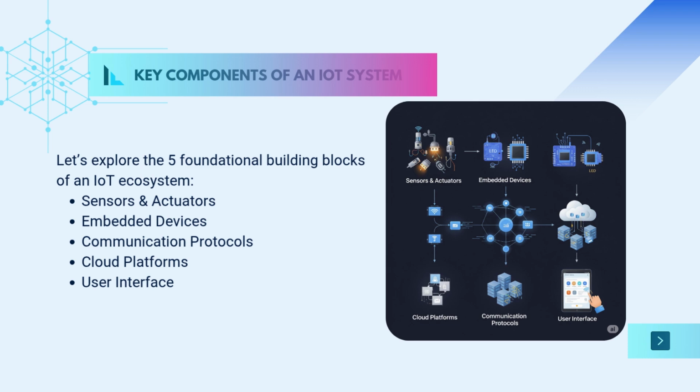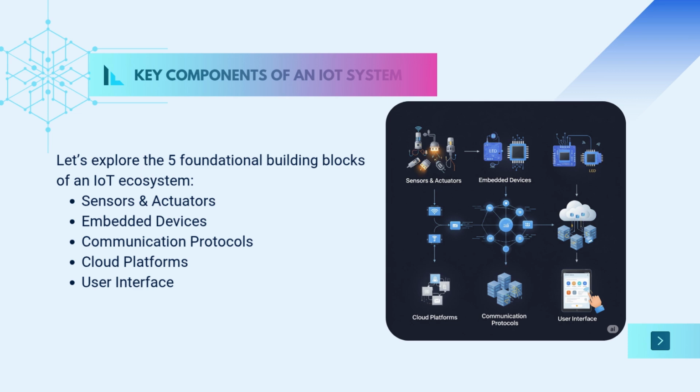Second, embedded devices. This is where microcontrollers like the Arduino Uno or ESP32 come in. These boards process sensor data and decide what action to take. They may also send this data to the cloud for more complex processing.